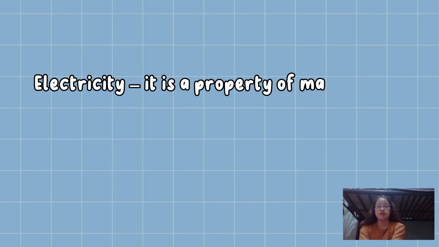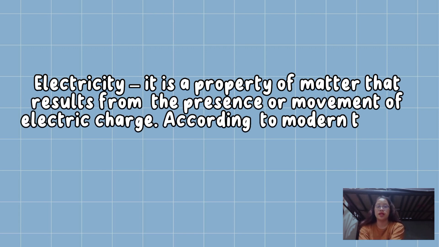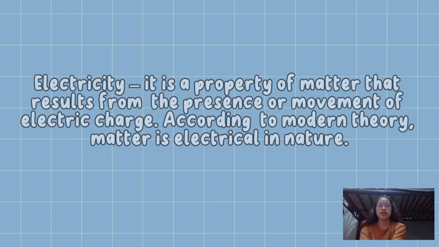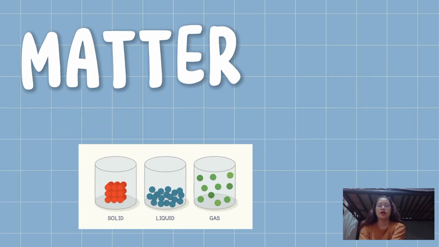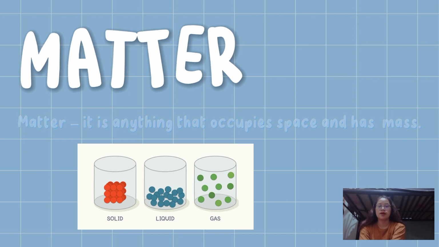Electricity is a property of matter that results from the presence or movement of electric charge. According to modern theory, matter is electrical in nature. So let's look at the structure of matter. First, let's define what is matter. Matter is anything that occupies space and has mass.